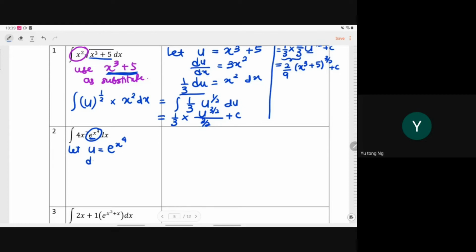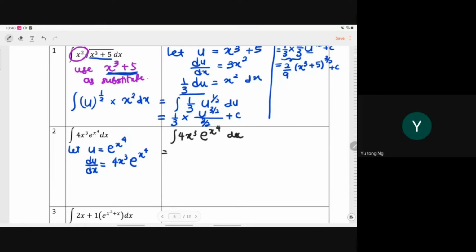So when you do du dx, or you differentiate this u, it will become 4x cubed e to the power of x to the power of 4. Okay, so isn't it looks exactly the same like in the given question? So our question becomes, when you are integrating 4x cubed e^(x^4) dx, you let u equals e^(x^4).